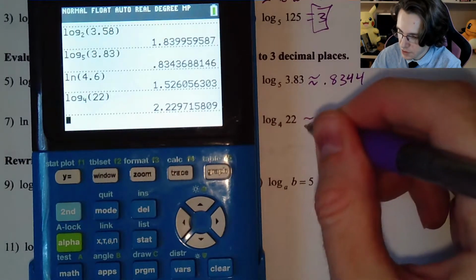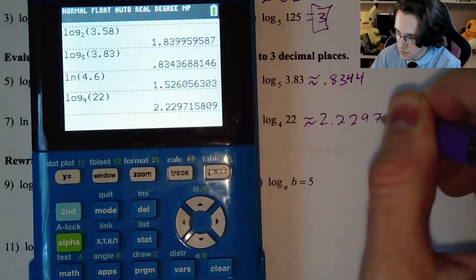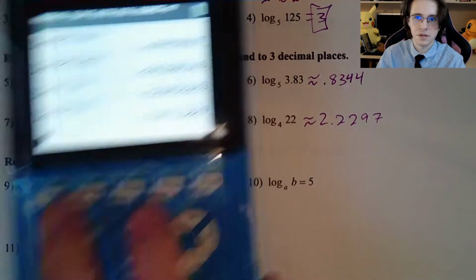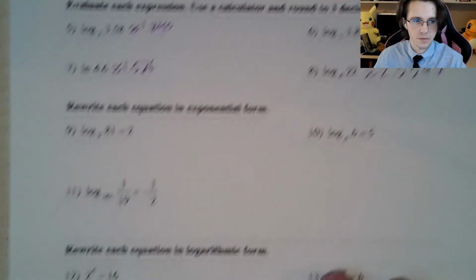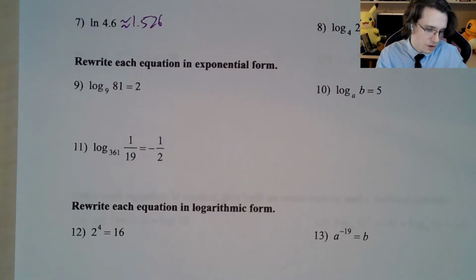And this one is 2.2297, or 2.230 is another good option for that one. Any of these, good to go. All right, so we don't need the calculator for the next couple. We've practiced the calculator enough.